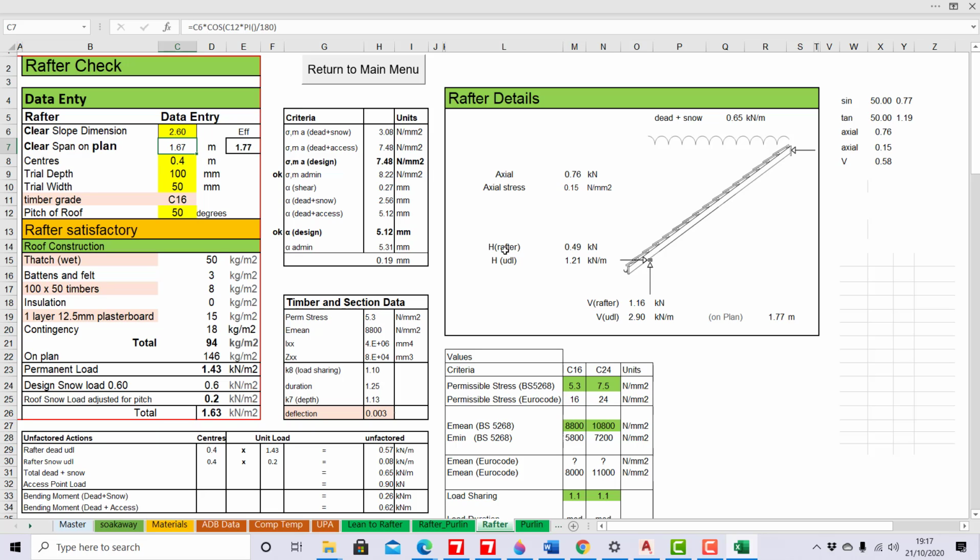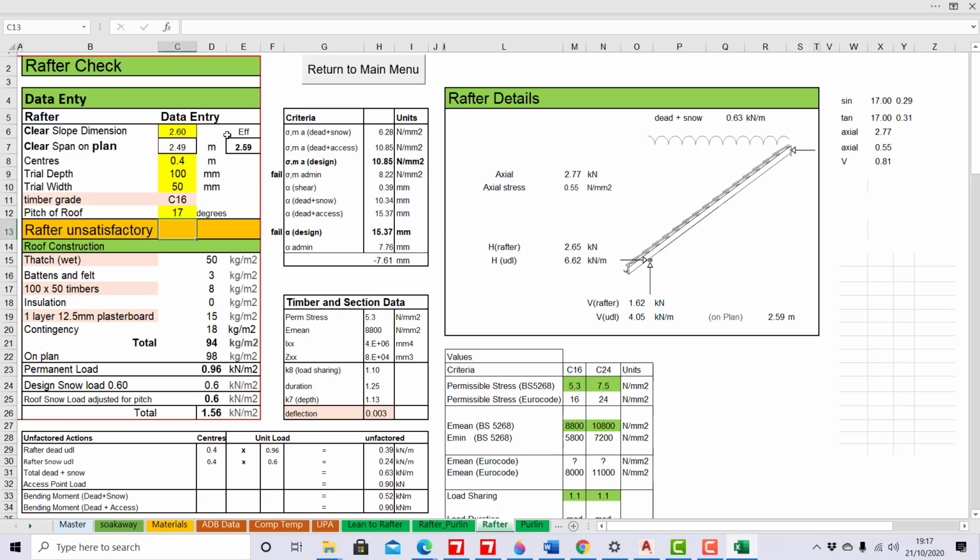One thing I did identify, and it's a problem on low pitches. If you look at that 50-degree pitch, look at the horizontal force at the rafter foot at 0.49 of a kilonewton. If I drop that down out of daftness to 17 degrees, look at the horizontal. That's way past a couple of nails. You need a bolted connection for that.